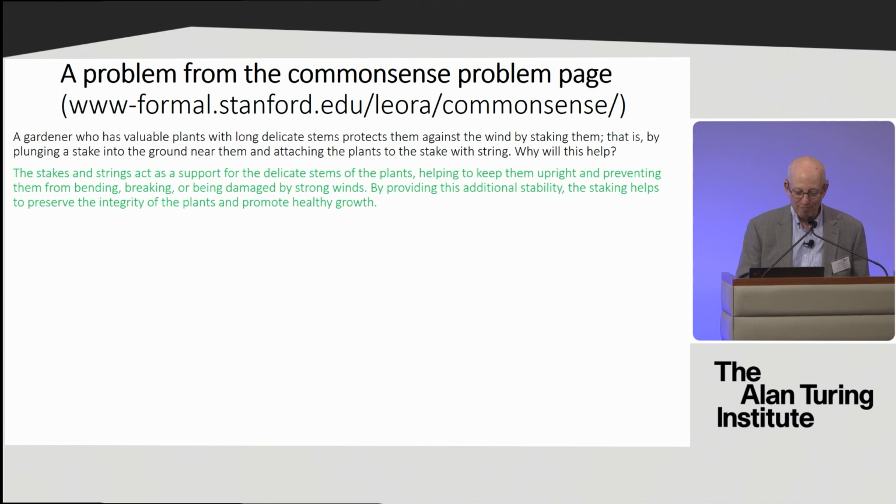There's a repository of common sense problems which people in the symbolic AI community have been working on for quite a few years now, and this is curated by Leora Morgenstern. This is one of the examples from that. The original specification says: characterize the following situation. A gardener has valuable plants with long and delicate stems, and they can protect them by plunging a stake in and then attaching the plants to the stake with a string. Will this help? I added "will this help" as a prompt.